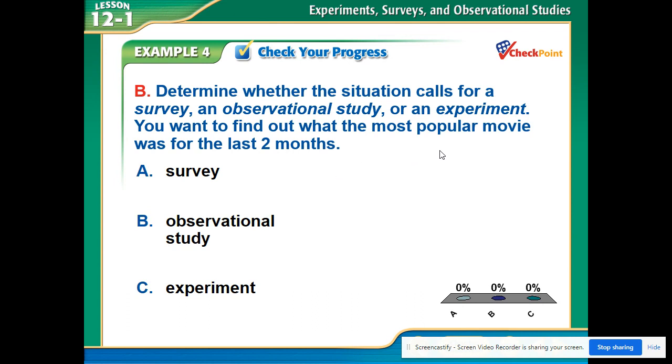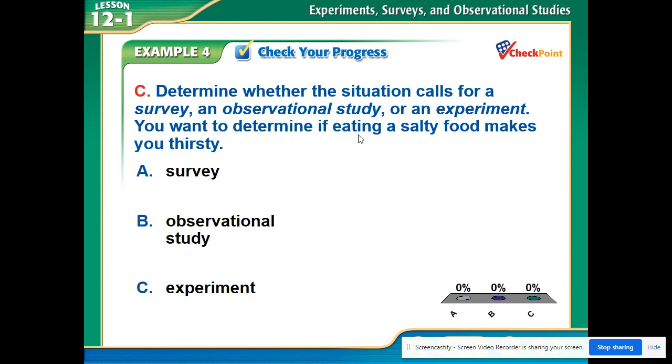You want to find out the most popular movie for the last 2 months. Anything that's popular is a survey. You want to determine if eating a salty food makes you thirsty. So that's an experiment. Give them salty food. Are you more thirsty or less thirsty?